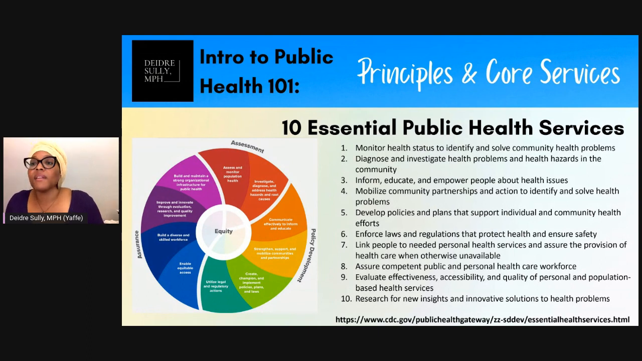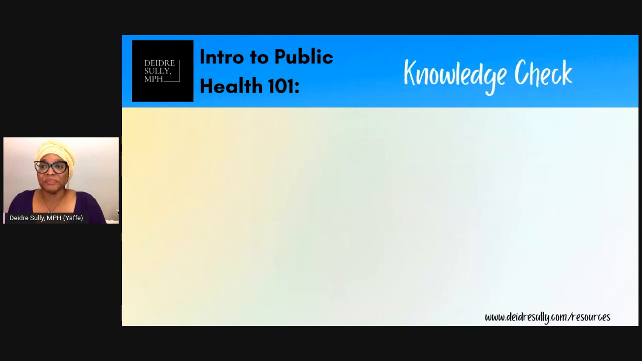And all of these areas, these 3 core areas, which encompass the 10 essential public health services, are coming together to ensure equitable access to healthcare. It's equity. Health equity is the absence of avoidable or remediable differences among groups of people, making sure people have the right amount of what they need. It's not the same as equality. It's what you need to make sure that you have access to the services to make sure that you have optimal health. So now on to the knowledge check.